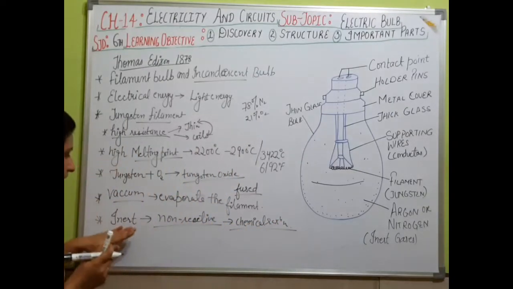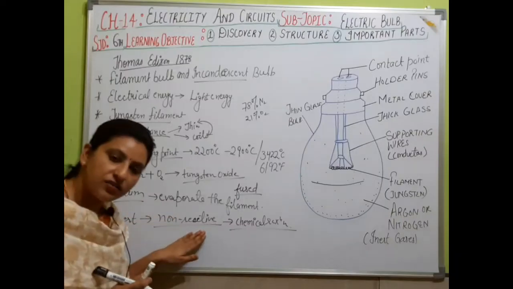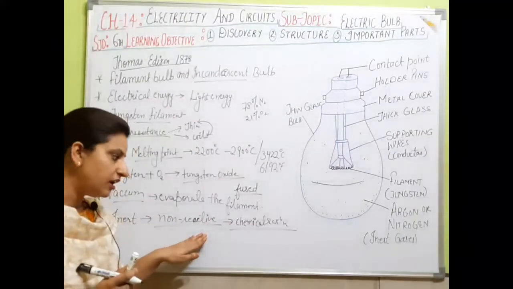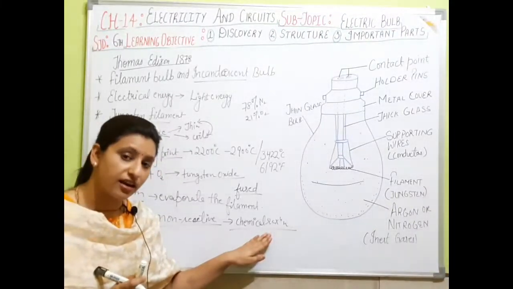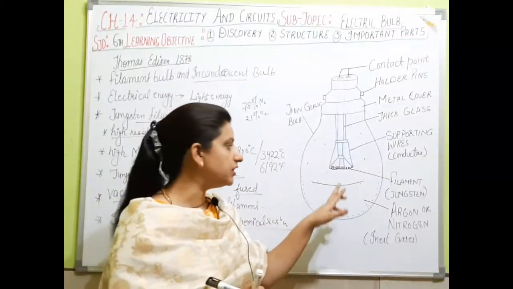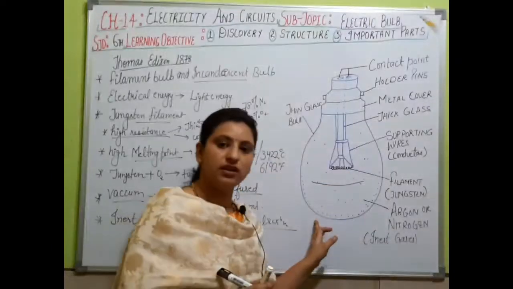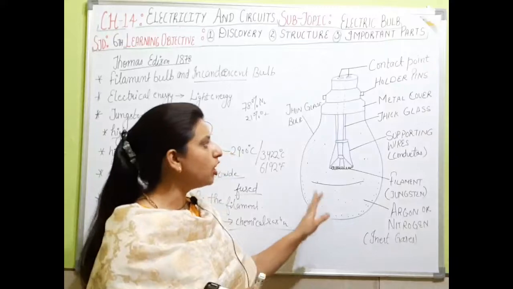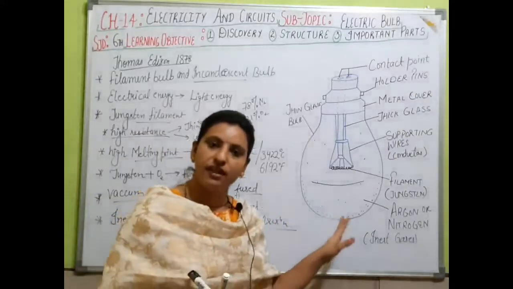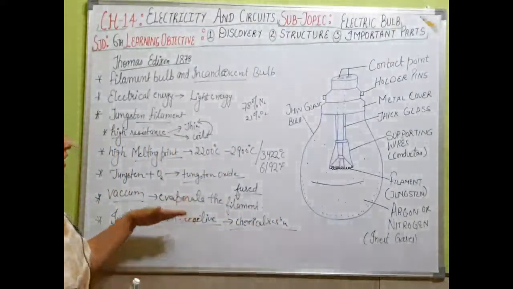Okay, inert gas is non-reactive. If it is non-reactive, it doesn't go for any kind of chemical reaction, and it acts as an insulator between the tungsten and the glass bulb. Okay, so I hope you understand all the basic points that हमने क्या स्टडी किया.